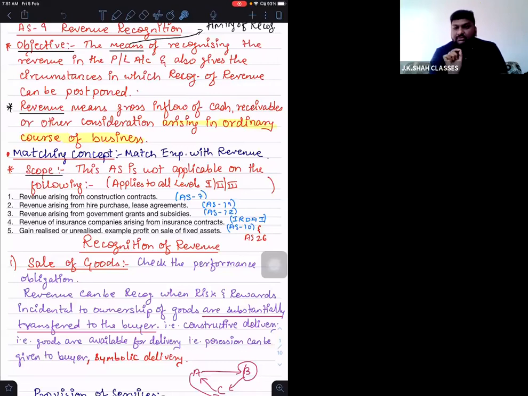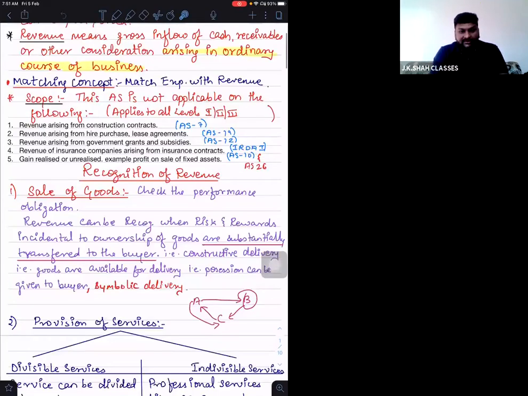So always check your performance obligation. And with the help of the performance obligation, you will come to know that the risk and reward has been transferred or not. Right? So when you are ready to fulfill your obligation, note this point also. If you are ready to fulfill your obligation, but the buyer is postponing it, the buyer says no, please don't fulfill it now, wait for some time, then also the risk and reward gets transferred. Now, what are the conditions?